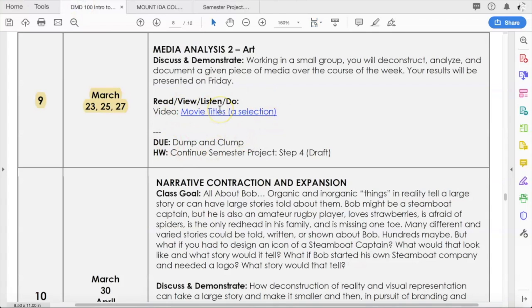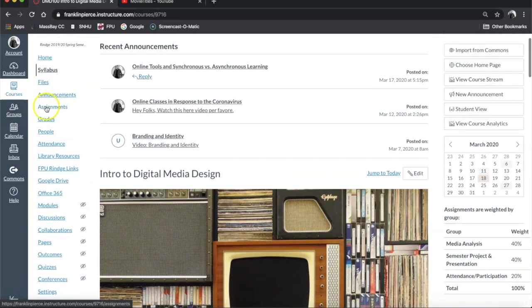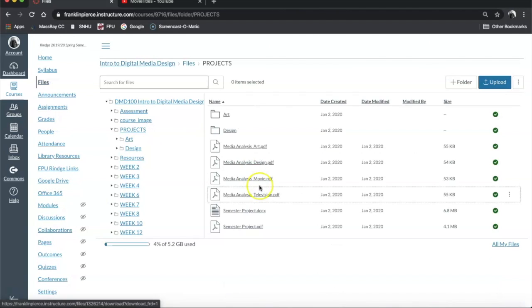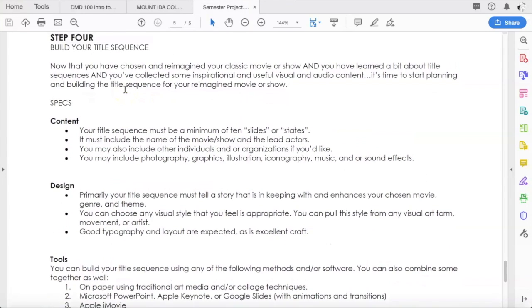So the only other thing that's coming up this week is there is a little bit of movement on our semester project. So the last class before we went on spring break, we introduced you to step 4 of the semester project. And now we are actually going to start rolling on building your actual title sequence. So be sure you go to the semester project. Remember, everything can be found on Canvas, under Files, under Projects, and then of course you can find the semester project right here, and then scroll down to step 4. So now we're ready to start building the thing.